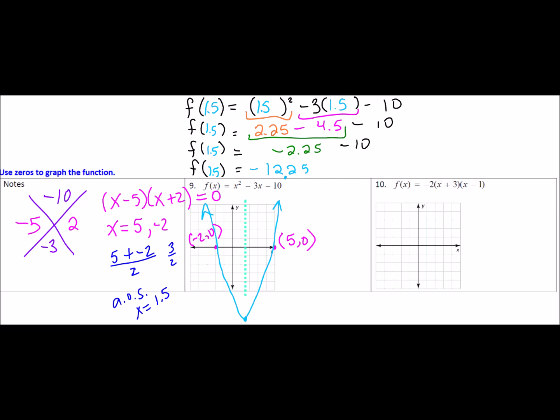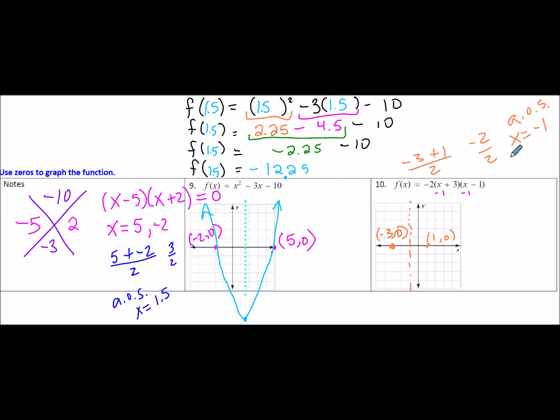This one over here for number 10, it's going to be upside down. We've got a vertical stretch by a factor of 2, and one of my zeros is at negative 3. So here's (negative 3, 0), and then (1, 0). We can add them up. So negative 3 plus 1 divided by 2, that's a negative 2 divided by 2. So that means that the axis of symmetry is going to go through x equals negative 1. So I'm just going to pretend to make a line here.